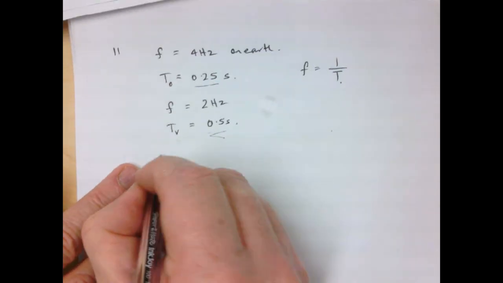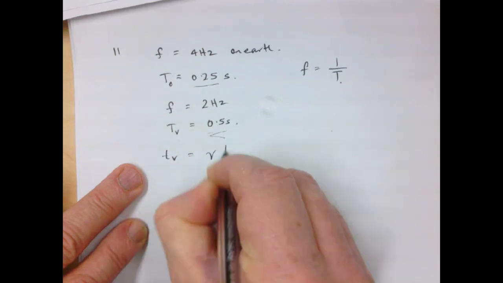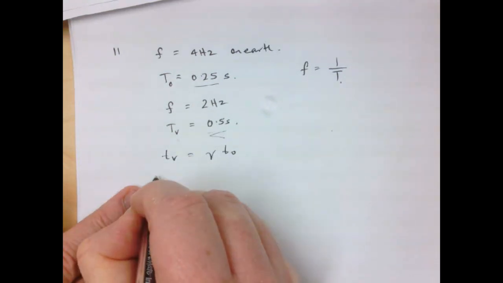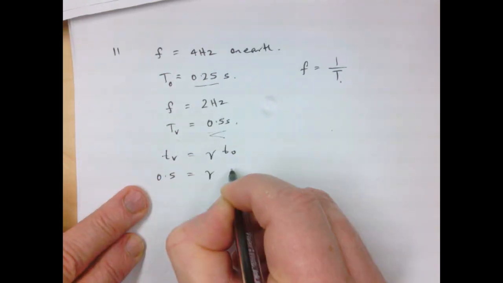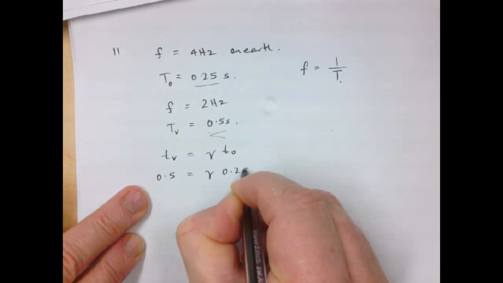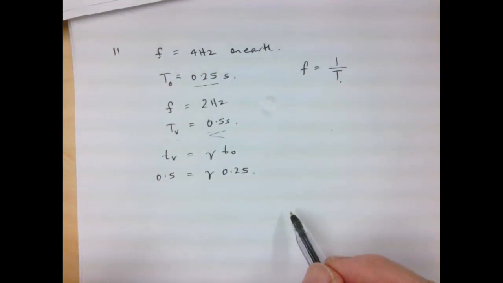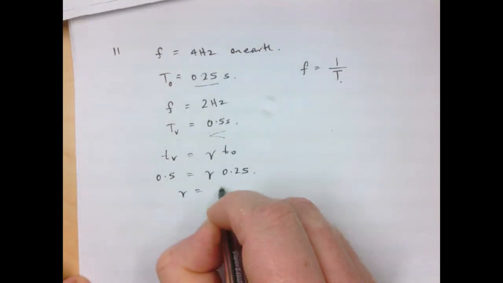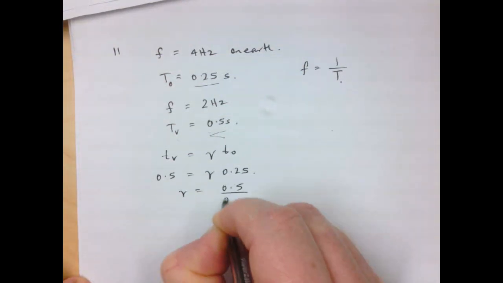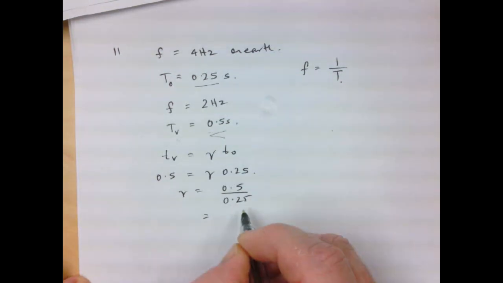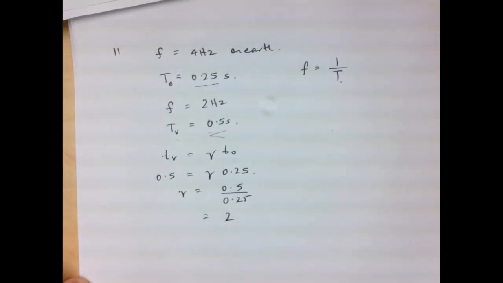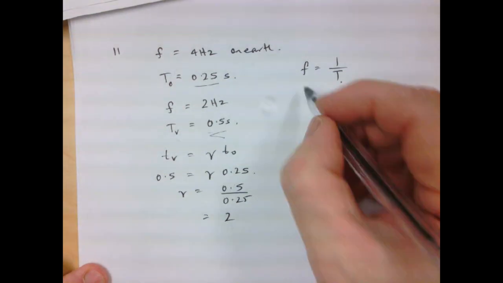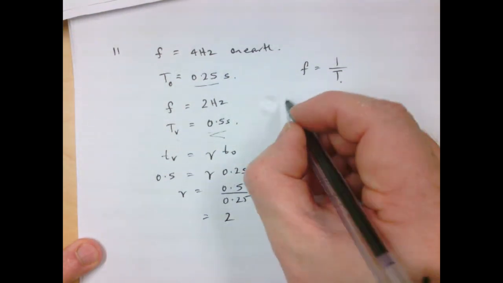So putting that into our formula, Tv equals gamma T naught. 0.5 equals gamma times 0.25. So gamma is equal to 0.5 divided by 0.25, and lo and behold, it equals 2. Okay. Now we've got the gamma factor.